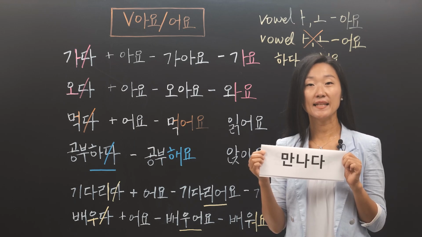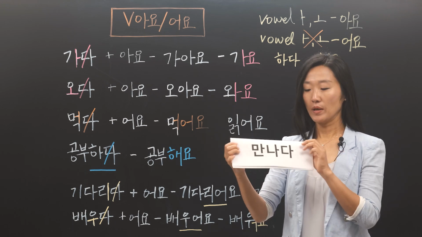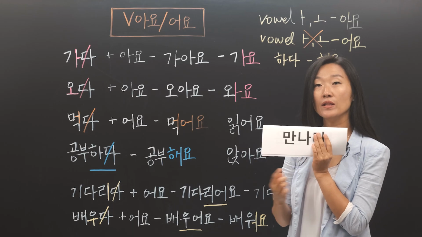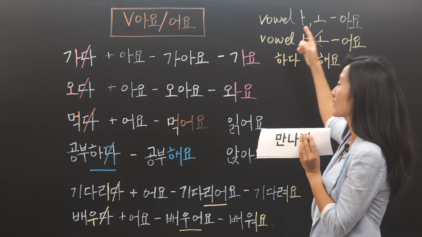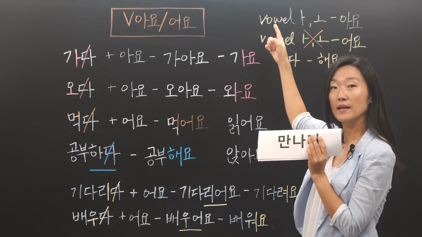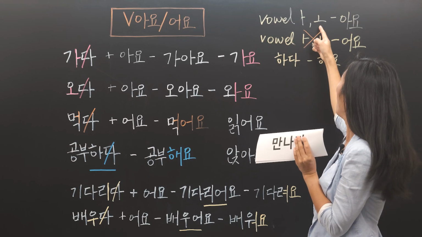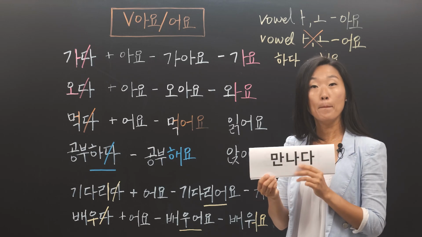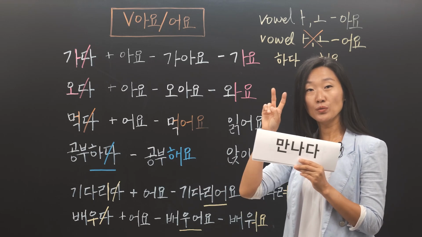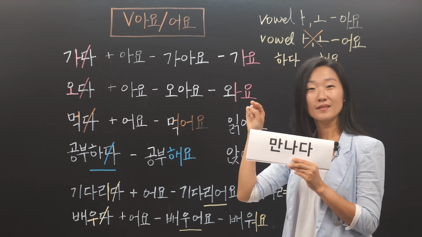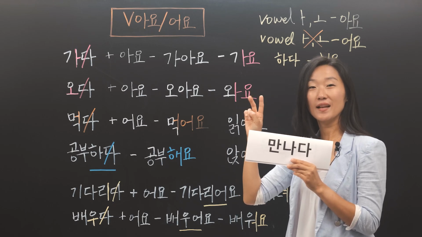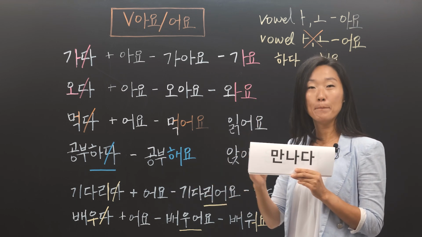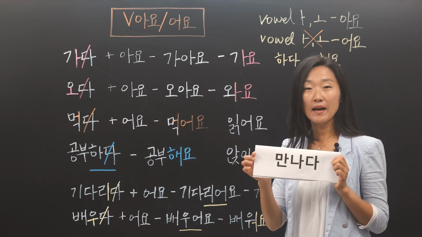만나다. To meet. Okay. We have to remove 다 and the last vowel is 아. When the last vowel is 아 or 오, we add 아요. 만나아요. Then the two 아 are redundant. Like 가다, 가요. So 만나요. 만나다, 만나요.